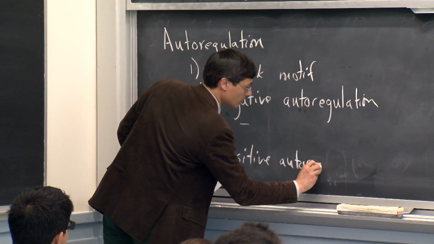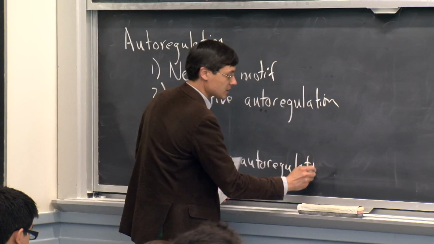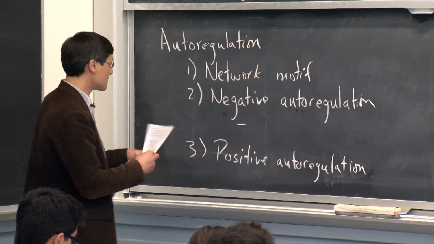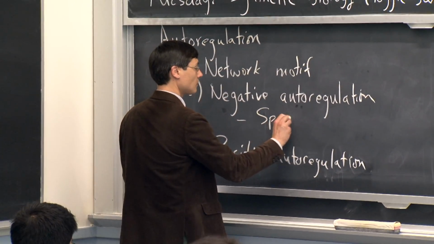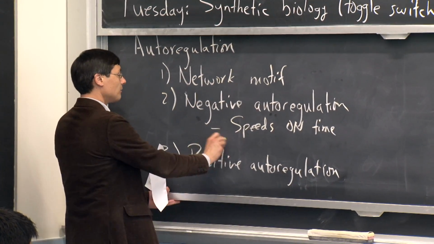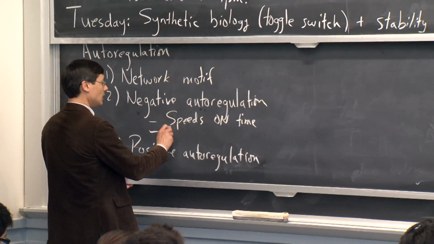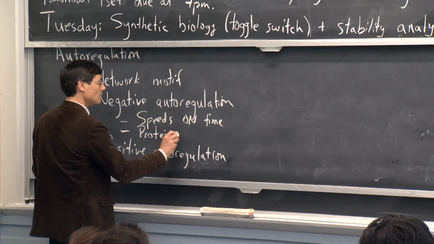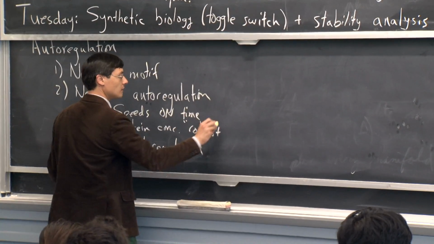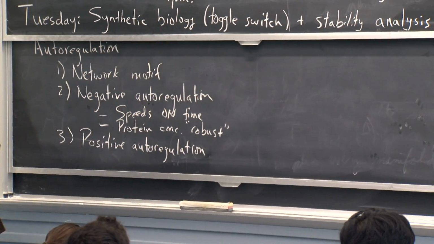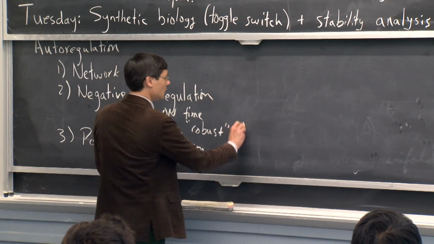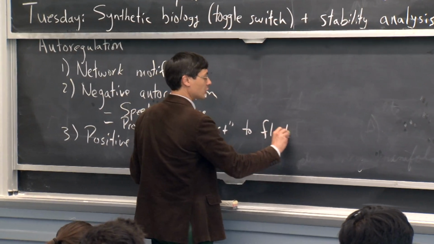These have very different possible purposes. We'll see that there are basically two things that negative autoregulation might do for us. First, it speeds the on time relative to simple, no regulation. But the other thing is that the protein concentration is somehow robust. Robust means that it's comparatively insensitive to something. In particular, this means protein concentration is robust to fluctuations in the production rate.